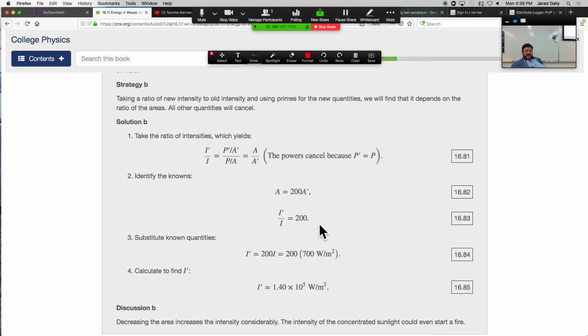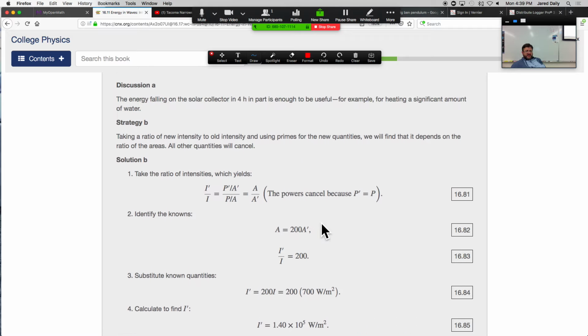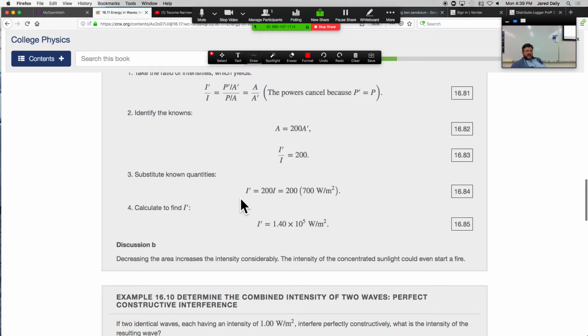They also do this at the end where they take the ratio of the intensity, the original intensity on the bottom, the final intensity on the top, and that gives you essentially the percentage of increase or decrease.